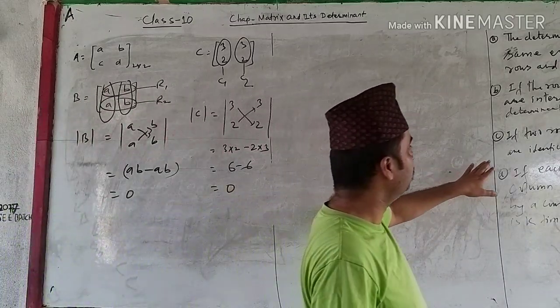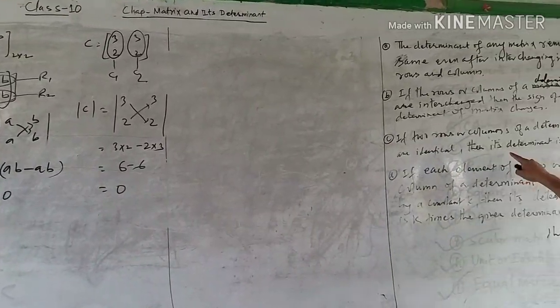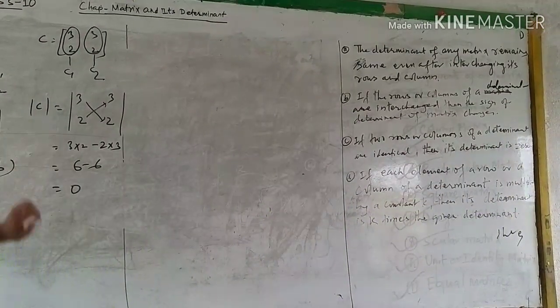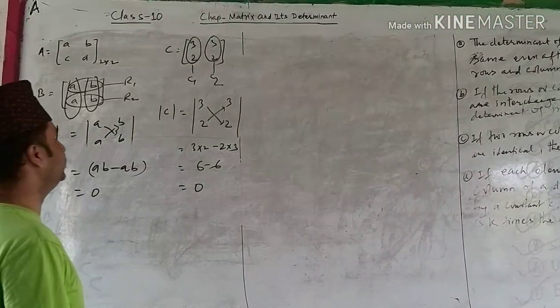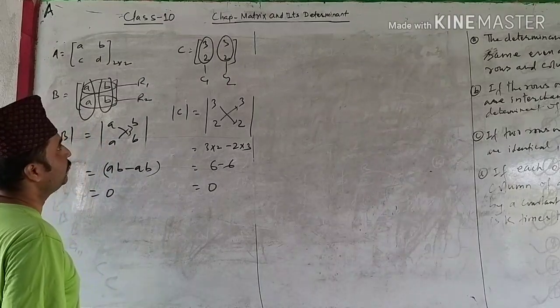So the third property is: if two rows or columns of a determinant are identical or the same, then its determinant is 0. Yes, the determinant of this matrix C is 0.